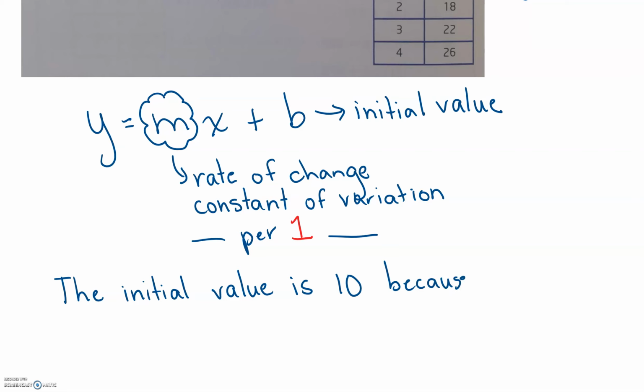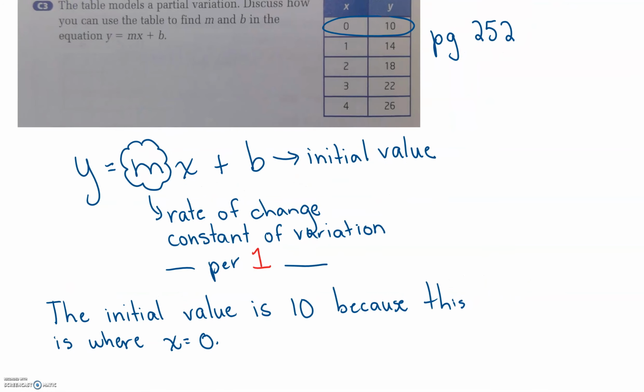because this is where x equals 0. So initial means that that's where x equals 0 at all times. And that's why I make you put 0 in your table always. If it's partial, it'll be 0 and a different number. But if it's direct, it'll be 0 and 0 for y as well. So that's how we find the initial value.